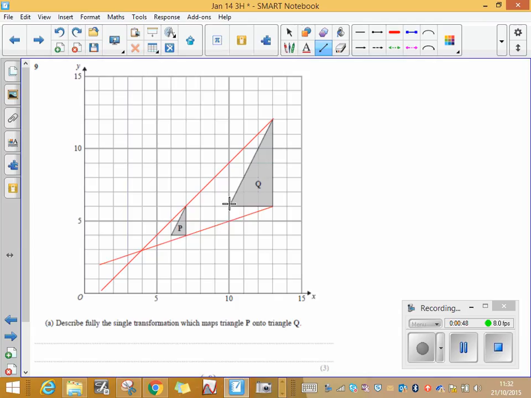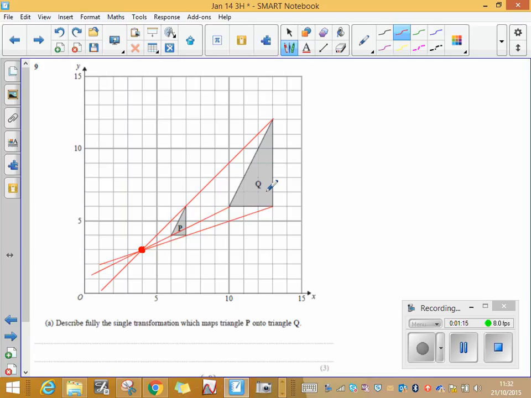And then just to be on the safe side, I'm going to join this corner to this corner and again extend the line, and I can see that my centre of enlargement is just here. So this is the centre of enlargement. Okay, now the scale factor of the enlargement, if we look at P, it's 1 unit across the bottom and Q is 3 units across, which means that the scale factor of the enlargement is 3.